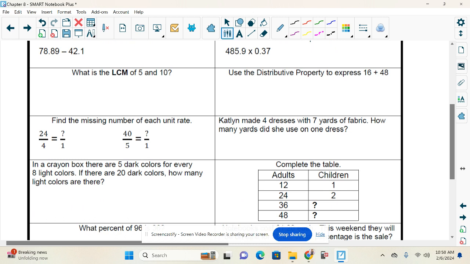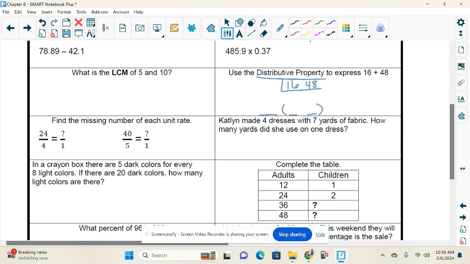And then we have use the distributive property to express 16 plus 48. So remember, the distributive property is that with the parentheses at the end. So we want number on the outside, numbers on the inside. And so what we have to do, if you remember, distributive property is trying to get out the GCF. So to get out the GCF, we use the slide method.